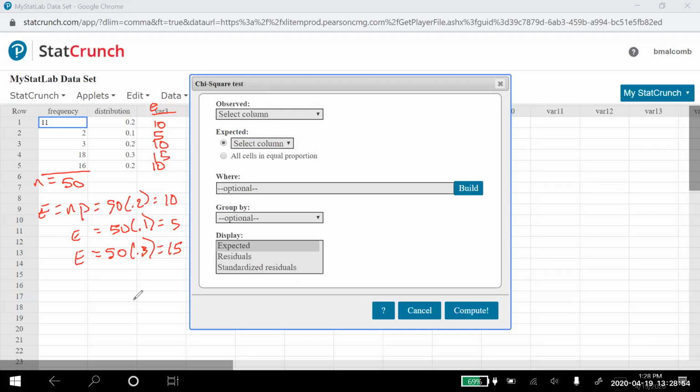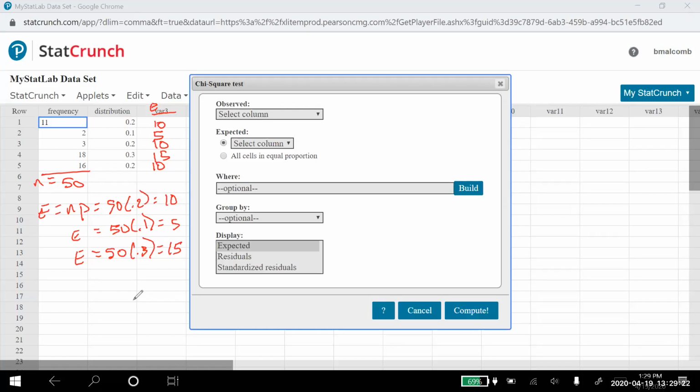Notice all of the expected values are greater than 1. And in fact, they're all 5 or greater. We don't have 20% that are less than 5. Since we had 5 outcomes here, one of these could have been less than 5 and we'd still be okay, because that would be exactly 20%. You just can't have more than 20% being less than 5. So it meets all 3 of our assumptions. So we're definitely good to go.